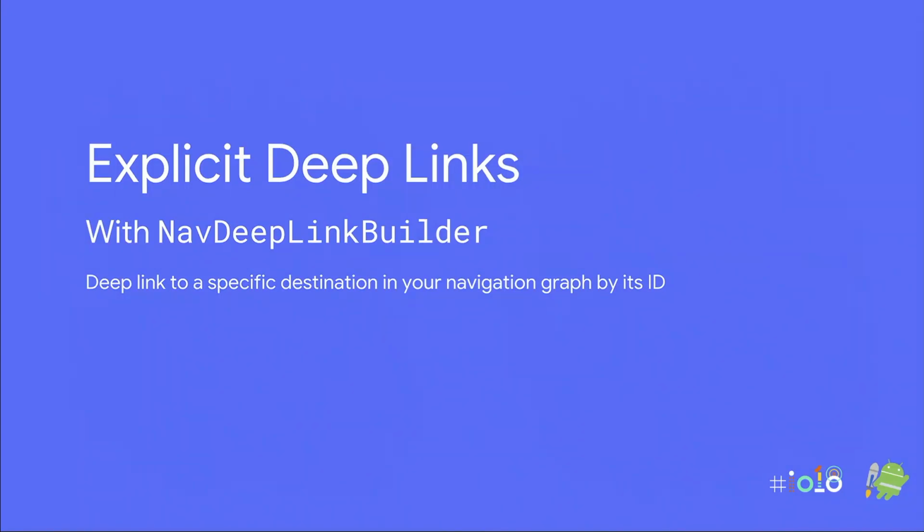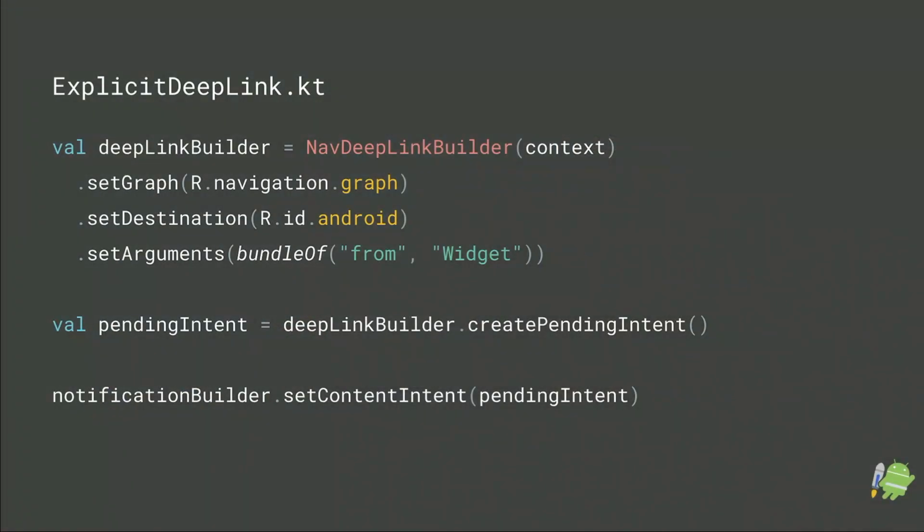And its sole goal in life is to deep link to a specific destination in your navigation graph by its ID. It's going to do all of that work. It's easy to say, but it's a little bit harder to actually make sure that all works in the system. But if we create a nav deep link builder, you create it with the context, you give it your graph, your destination, any arguments you have, and then you can just call create pending intent.